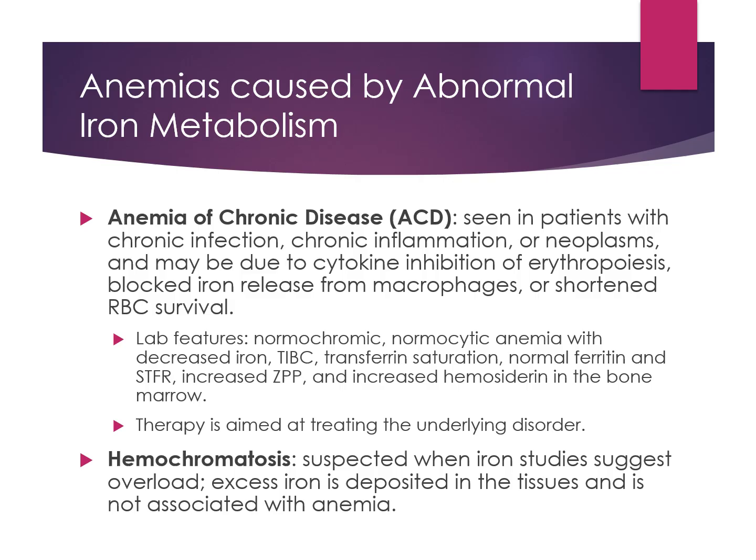So some of those lab features that we may see are normochromic normocytic anemia. So in this case, we're going to have a normal MCV and a normal MCHC. We may have decreased iron, TIBC, transferrin saturation. We may have a normal ferritin and STFR with an increased ZPP and an increased hemosiderin in the bone marrow. Usually therapy is aimed at treating the underlying disorder.